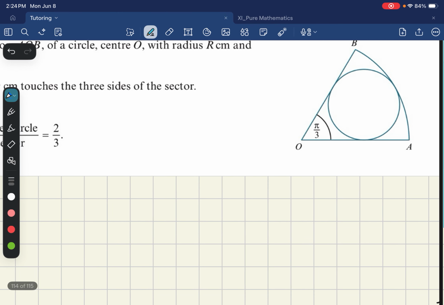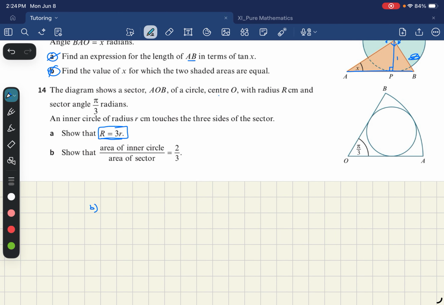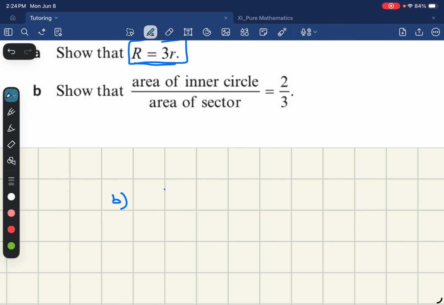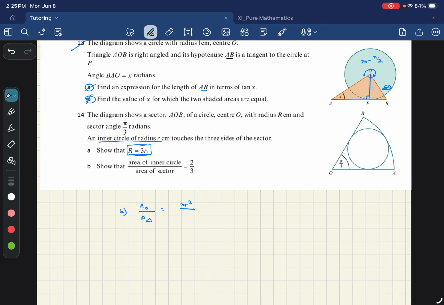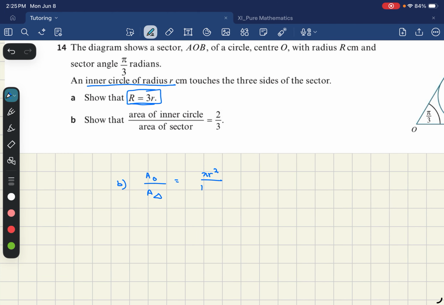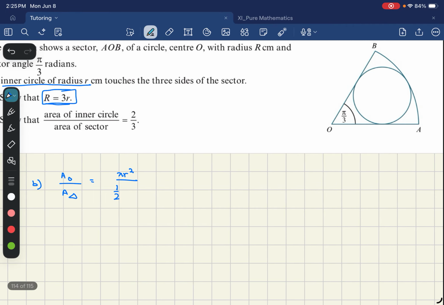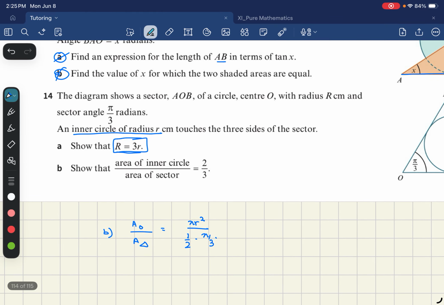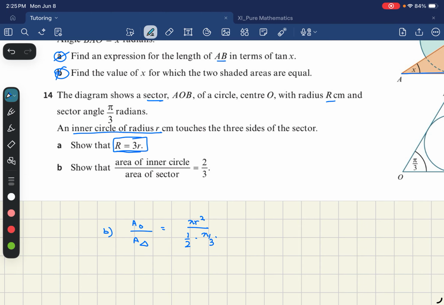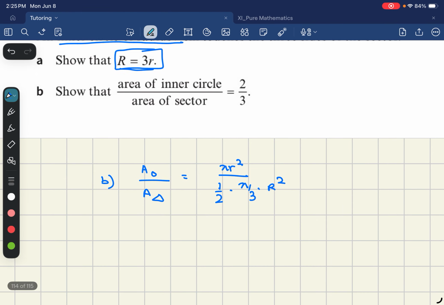So area of inner circle. We are given an inner circle, center O, with radius r. Sorry, inner circle of radius r, right? So area of inner circle over area of sector. Inner circle is just pi r squared. What is the area of the sector? Well, it's going to be half. The angle is pi by 3. And the radius of the big circle, the circle sector with radius R, right? So R squared, capital R squared.